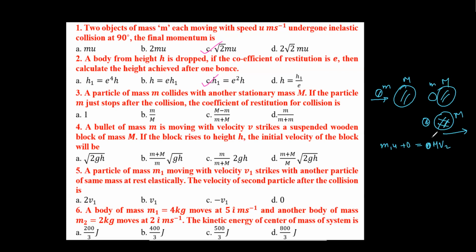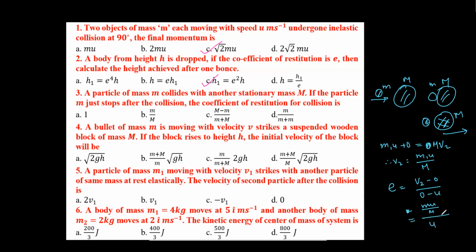Okay, let me just write. So the value of v2 is going to be m1 u divided by capital M. And if you just need to calculate restitution, this e is going to be final v2 minus 0, divided by 0 minus u. So if you substitute these values, what we get is mu divided by capital M, all divided by u.